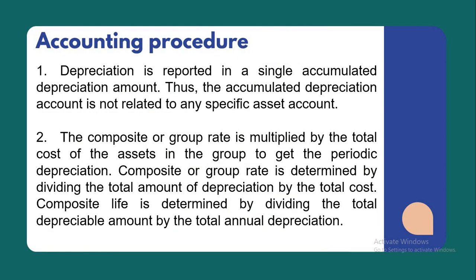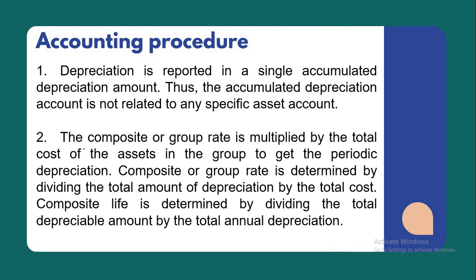So, accounting procedures for these methods. First step, depreciation is reported in a single accumulated amount. Since we consider this group of assets as one single unit, isa lang kabuok ang ilahang accumulated depreciation. Not like the usual thing that we do, that for each type of asset, lahi-lahi og accumulated depreciation, butangan nato og apelyido. So, accumulated depreciation building, accumulated depreciation machinery. Ana siya pag straight line. Pero pag composite or group method, isa lang siya, or the general accumulated depreciation.